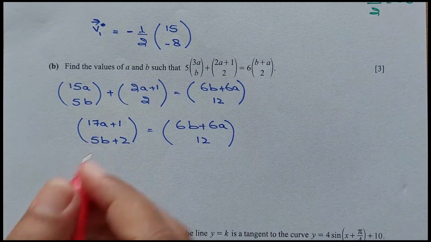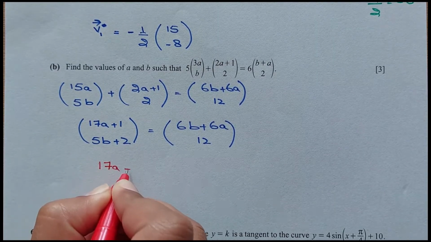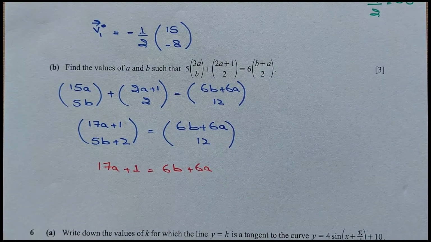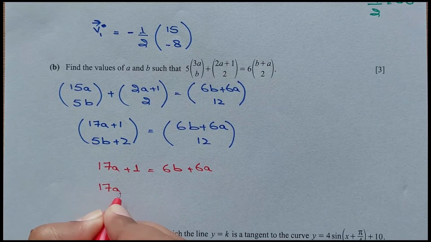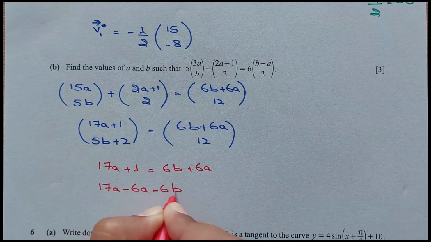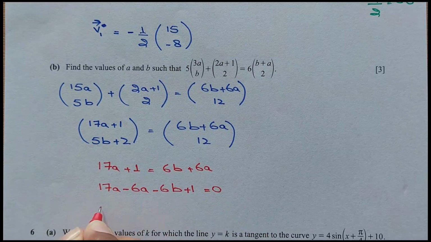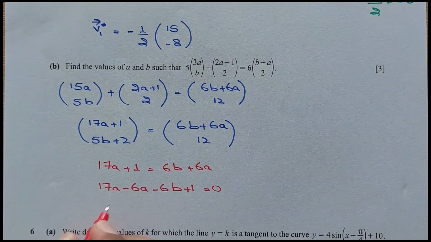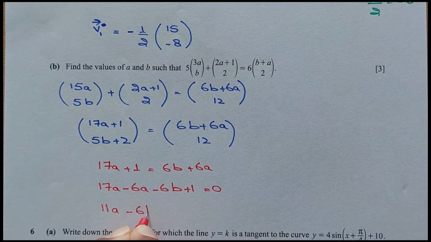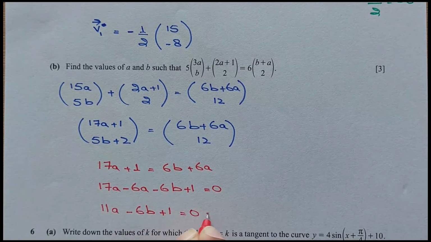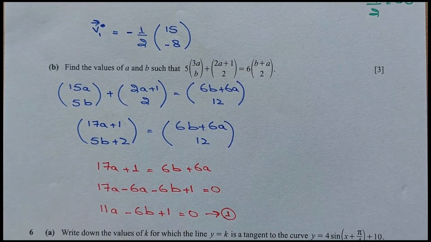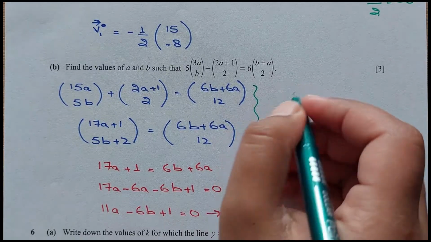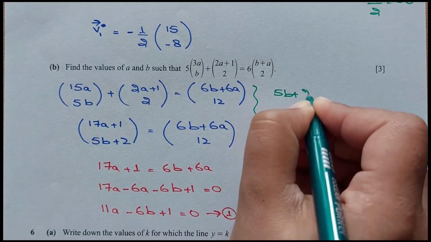Now we have two equations. The first equation is 17a plus 1 equals 6b plus 6a, right? So we have 17a minus 6a minus 6b plus 1 equals 0. Now 17 minus 6 is 11. So here we have 11a minus b plus 1 equals 0. This is my first equation, right? Now for the second equation, we have 5b plus 2 equals 12.